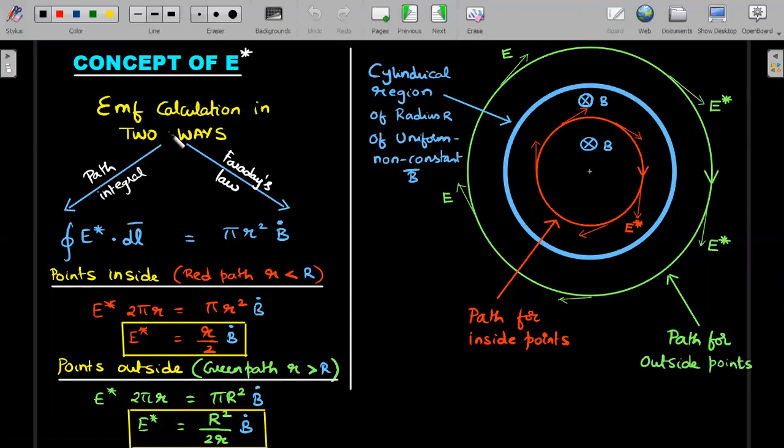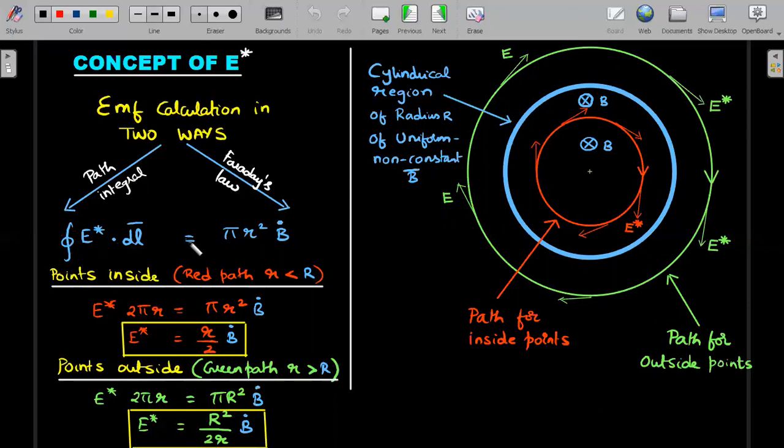So EMF calculation within these regions can be done in 2 ways. EMF in a closed loop path is a path integral. E star is a symbol that I use for extraneous field or non-conservative electric field. Capital E is usually used for conservative electric field. That's the standard rule. So a closed loop integral of a non-conservative field gives rise to the EMF. If this was conservative, this value should have been 0, but here it won't be.